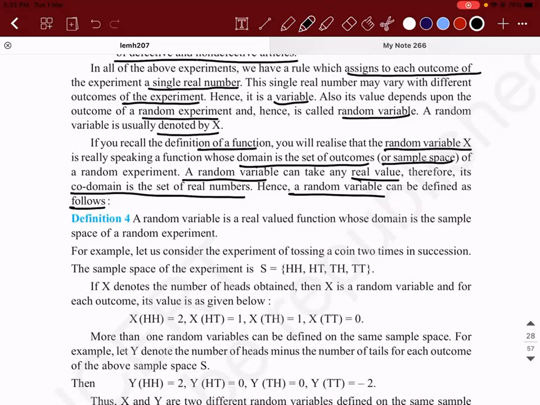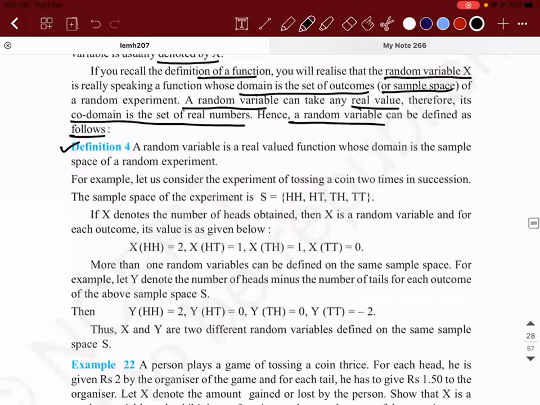Okay. Let's get to that point. So let's see what the definition is. A random variable is a real valued function whose domain is the sample space of a random experiment. Okay. So let us consider an example of tossing a coin 2 times in succession.